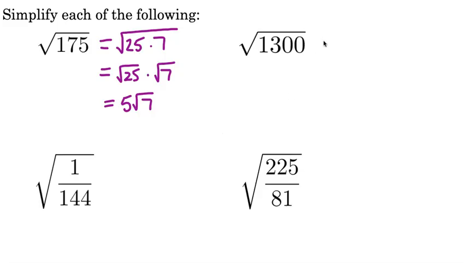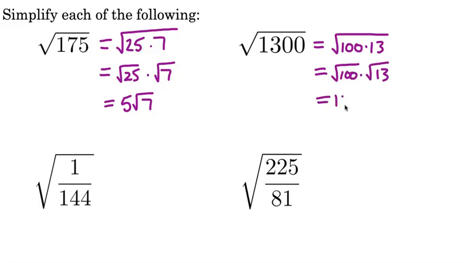Let's try it again with the square root of 1,300. So looking at 1,300, 100 stands out as a factor. So that would be 100 times 13. So square root of 100 times the square root of 13, 10 square root of 13. And now we have a few fractional examples.